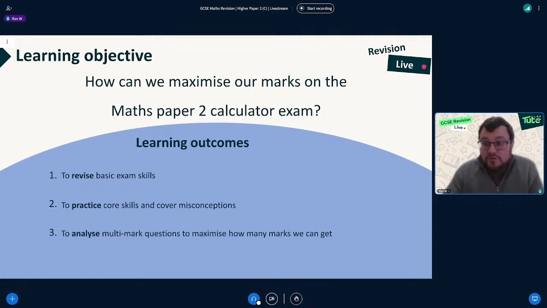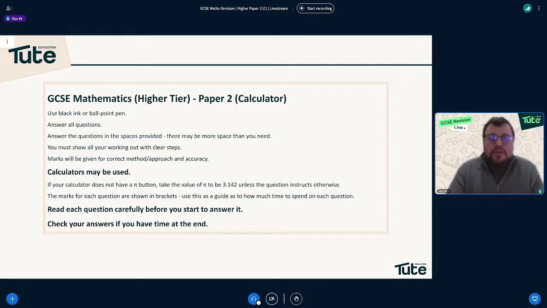So this is how we're going to do it for the session. We're going to revise our basic exam skills, so we're looking at the questions that will give you 1, 2, maybe even 3 marks, the simple ones. Then we're going to practice some more core skills and go over some misconceptions. And then we're going to analyze multi-mark questions to maximize how many marks we can get. So let's get to it, shall we?